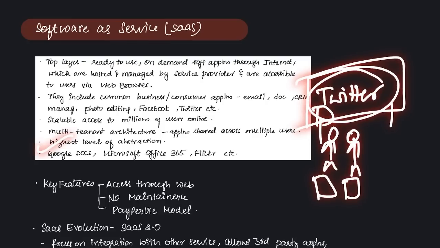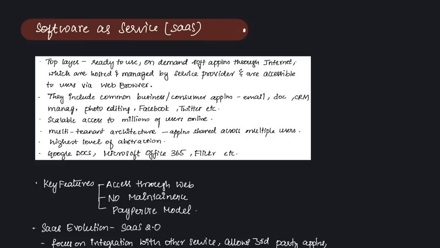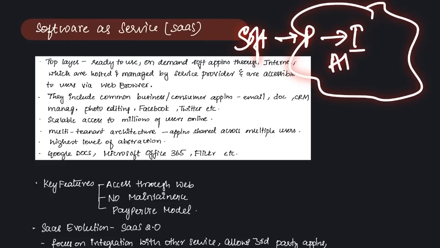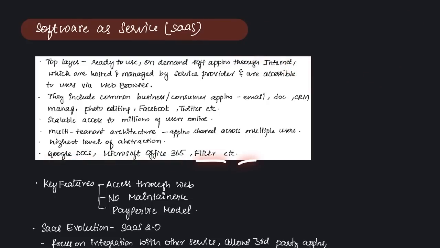It has the highest level of abstraction. If you are accessing a software, you won't get to know what platform it is built on, and you won't get to know what the infrastructure behind it is. All this is abstracted. Examples are Google Documents, Microsoft Office 365, Flickr, and so on.